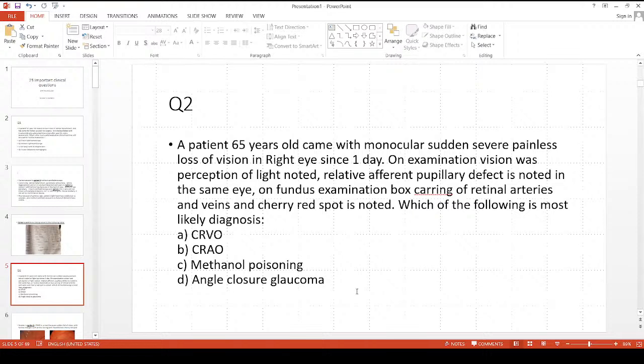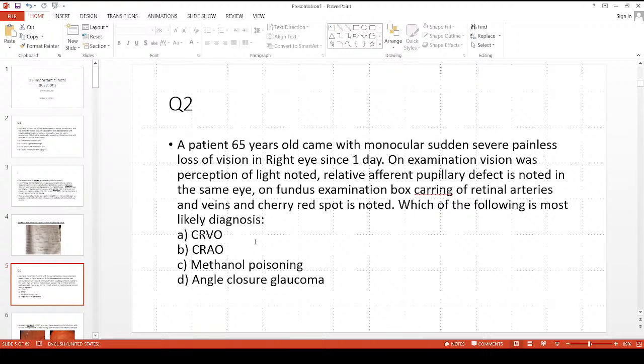A 65-year-old patient came with monocular sudden severe painless loss of vision in the right eye since one day. On examination, perception of light was noted. RAPD, that is relative afferent pupillary defect, was noted in the same eye. And on fundus examination, box scarring of retinal arteries, veins, and cherry red spot is noted. So, which is your likely diagnosis?